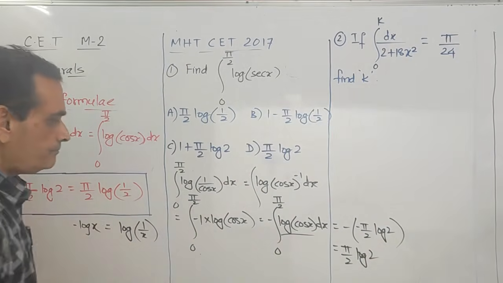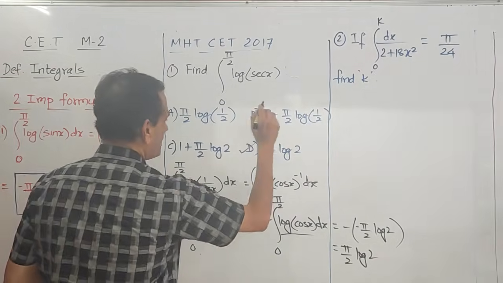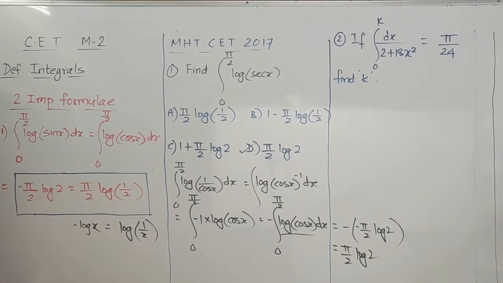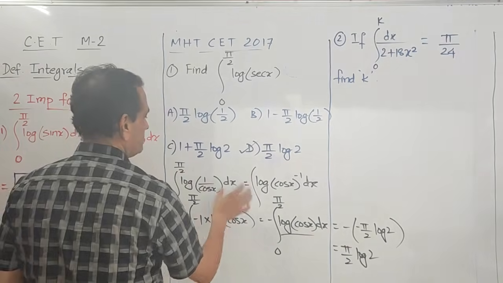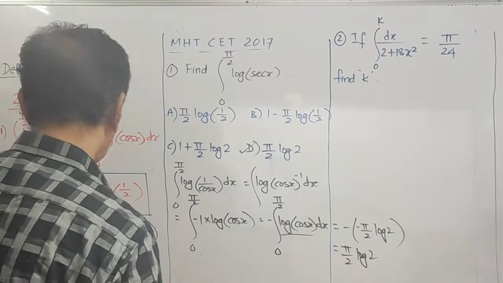चेक करो कौन सा ऑप्शन है. Option D. Right? So the trick was to convert this into cos, because we know the formula for log of cos x. Clear? Quite simple that way. Okay, let's take the next one now. लिख लो, problem लिख लो.